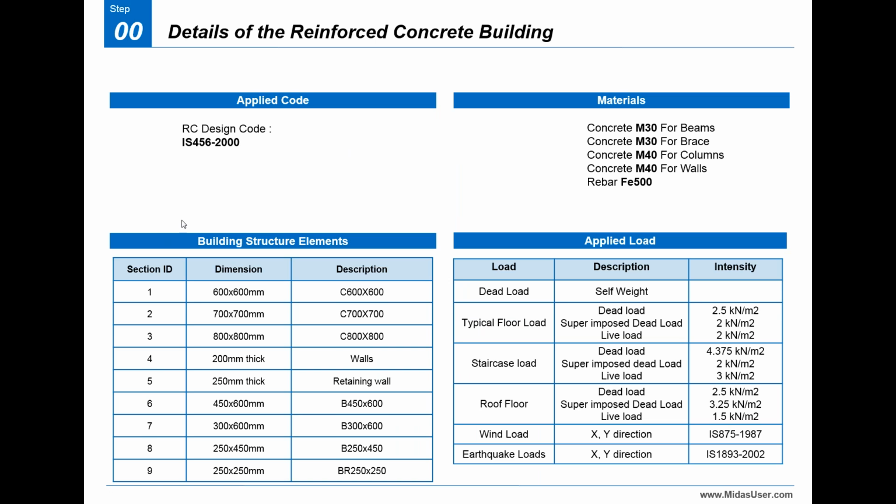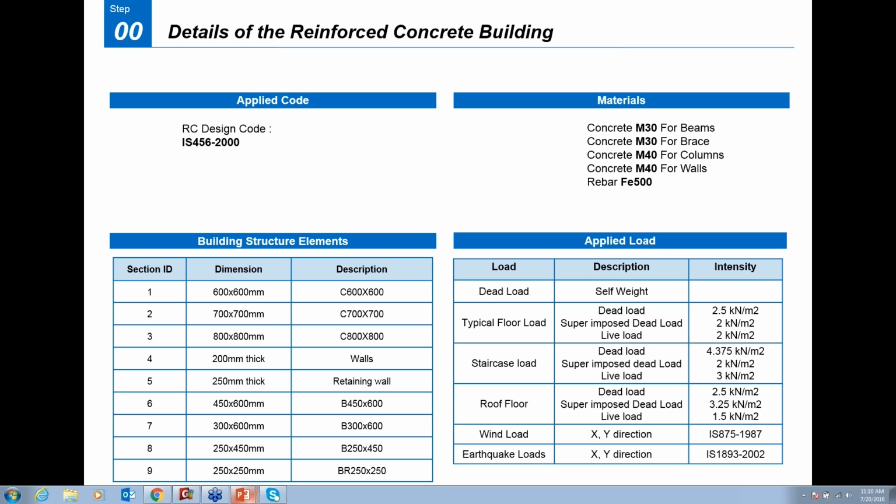Now come to the sizing. We are taking concrete grade M30 for beam and brace, and for the column we take M40. The shear wall also we take M40, and for the rebar we take FE 500. Similarly, the column sizes we can consider are 600 by 600, 700 by 700, 800 by 800. For walls we can consider a 200 thick wall, that is for the brick wall, and a 250 mm thick retaining wall, and beams 450 by 600, 300 by 600, 250 by 450, or 250 by 250. That is the bracing we can consider.